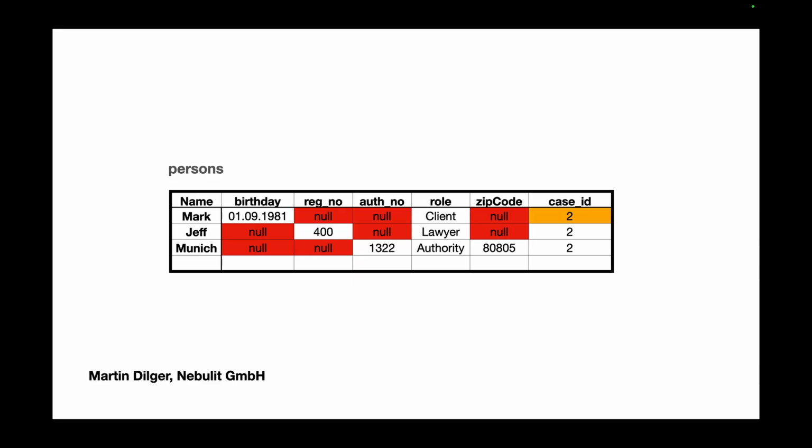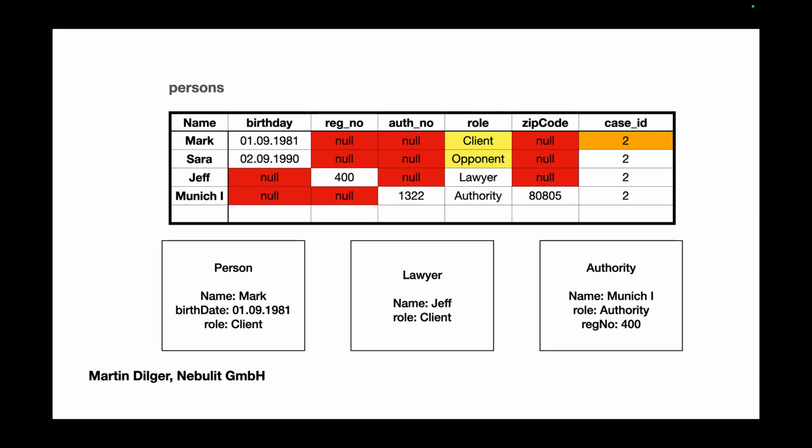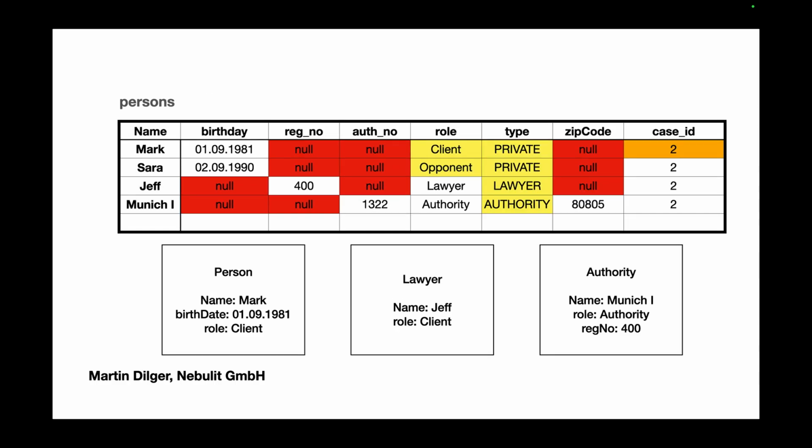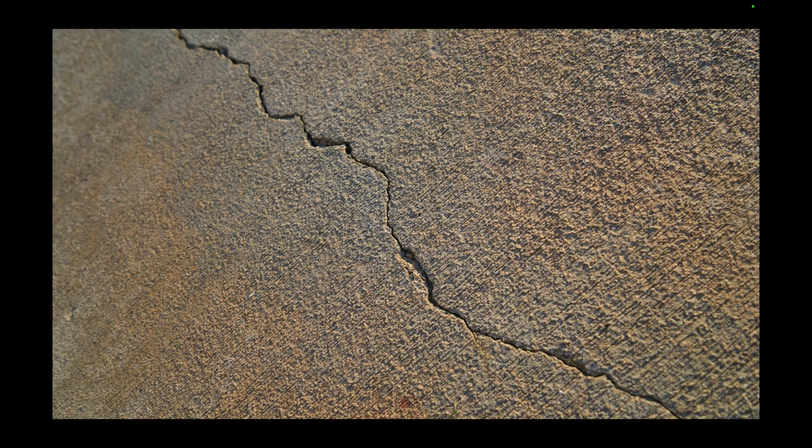Because over time, more and more of these different person types are attached. And then we realize that we cannot even use the role as a discriminator, because we can have persons in different roles which map to the same person type. So we need another type which tells us which type of person is this actually. Even more cracks in the architecture.